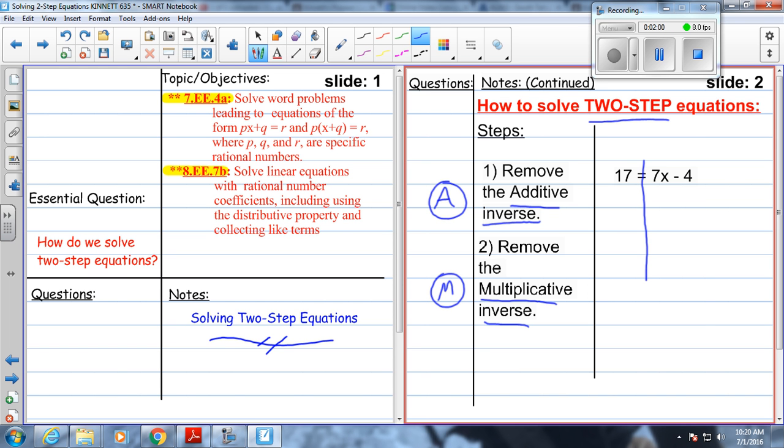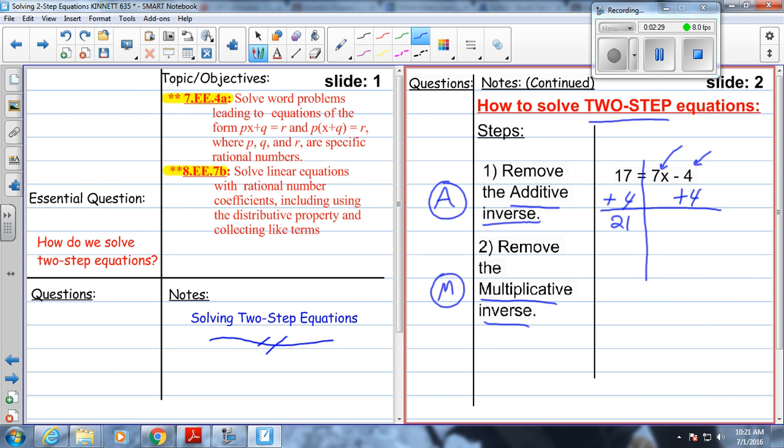The skill I use to help me figure out which one I need to do the additive inverse on is I find which one is multiplying or dividing first. In this problem, the 7 is multiplying the x, which means I cannot touch that until the second step when I have to use the multiplicative inverse. So I'm focused on this -4 first. What is the additive inverse of -4? Yeah, you're right, it's +4.